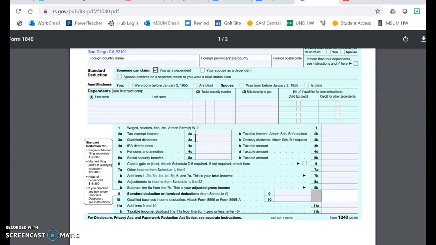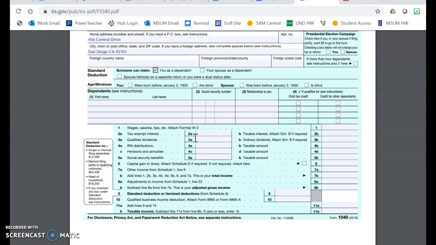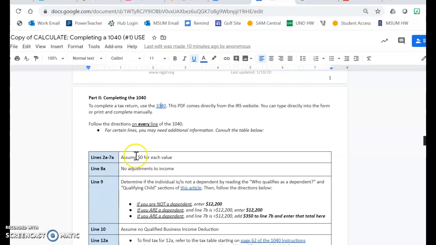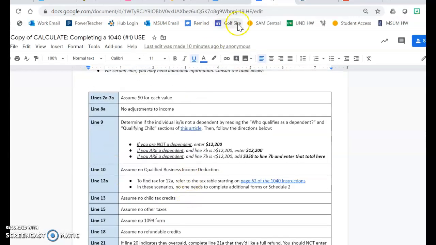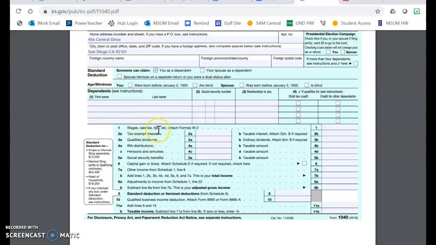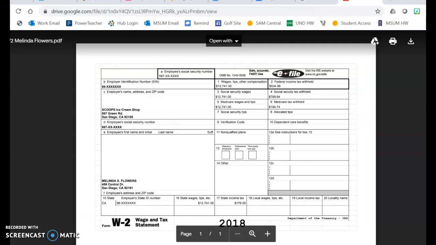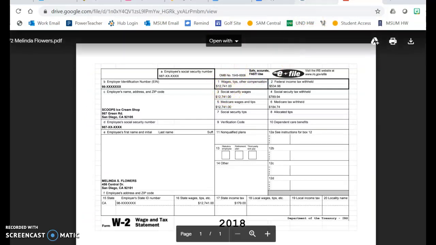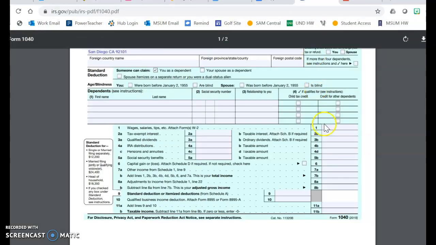So here's where we get into the actual 1040 part. Again, we're going to look back and forth between our W-2 and this list to help us. If we look at number one, it says what are her wages, salaries, tips, etc. from her W-2. If we look at her W-2, her wages, tips, and other compensation in box one is $12,741. So that's what we're going to come over here and put in this box one, $12,741.